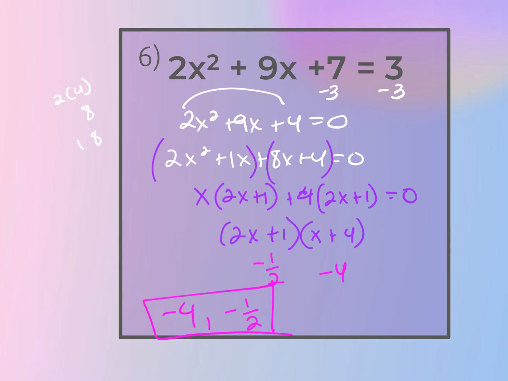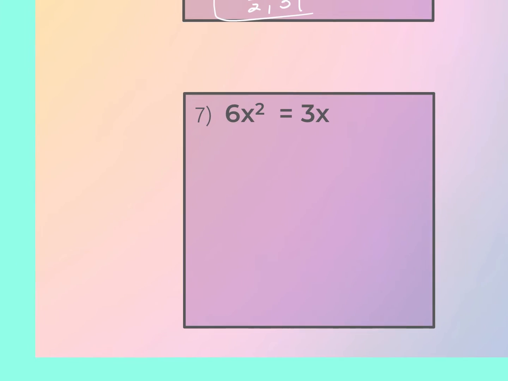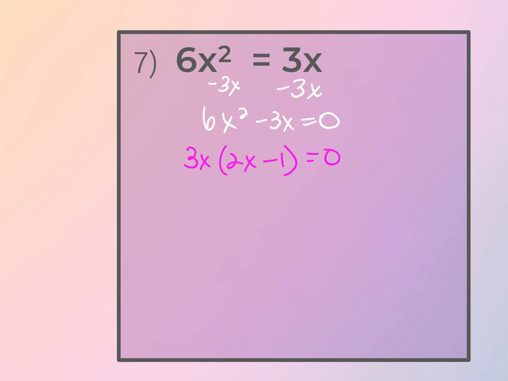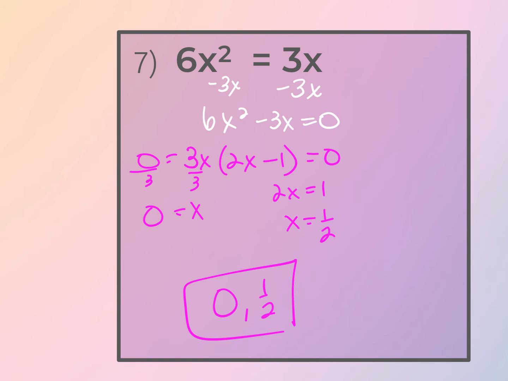Questions on that one? Okay. 7, first step is what? Subtract the 3x. Then? Take out the 3x. Good. Take out a 3x, 2x minus 1. Split and solve. Divide by 3. 0 divided by 3 is 0. And then 2x would equal 1, and x would equal 1/2. Good on that one.